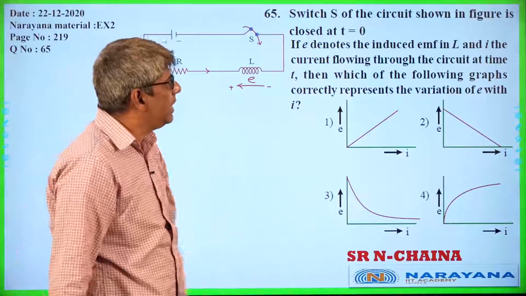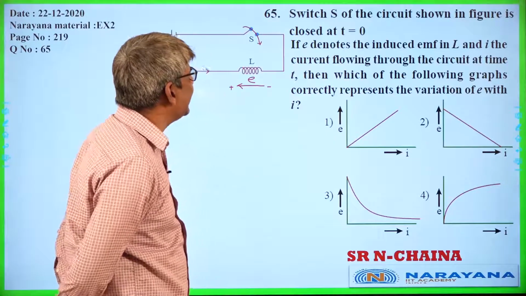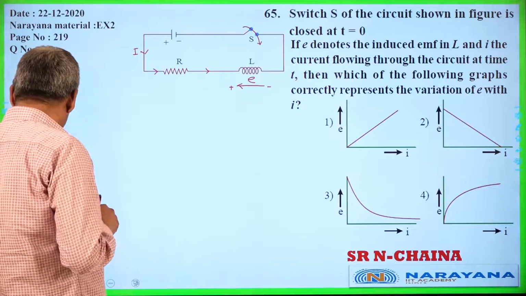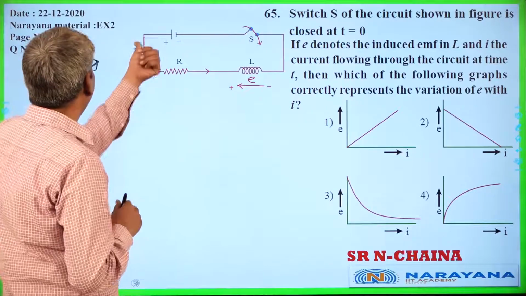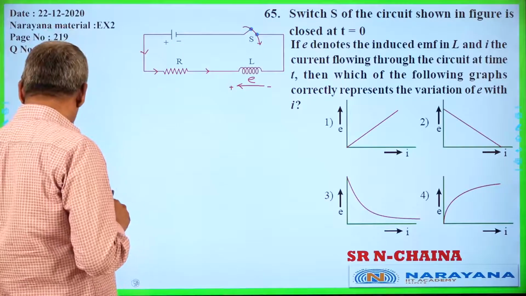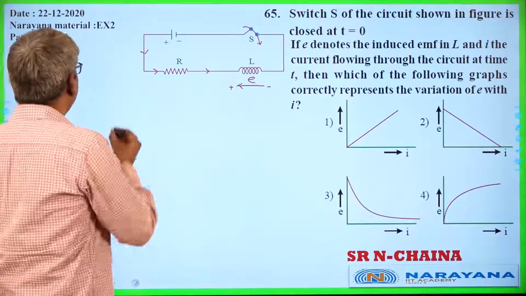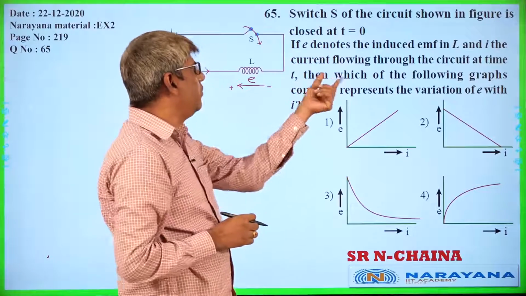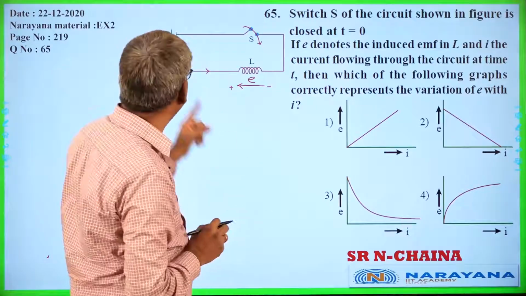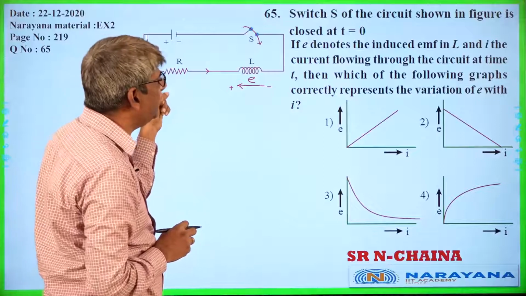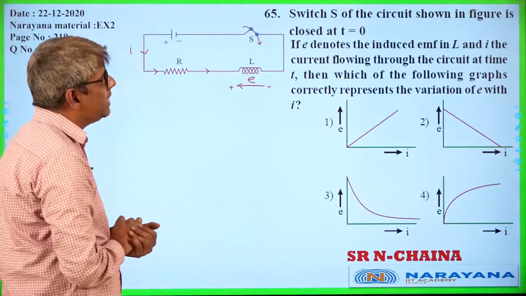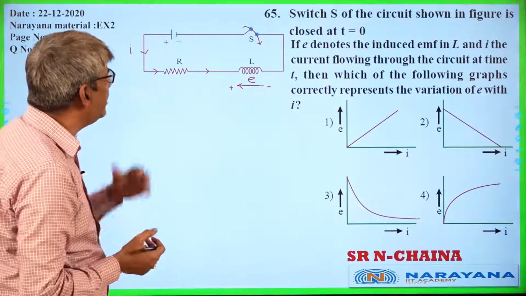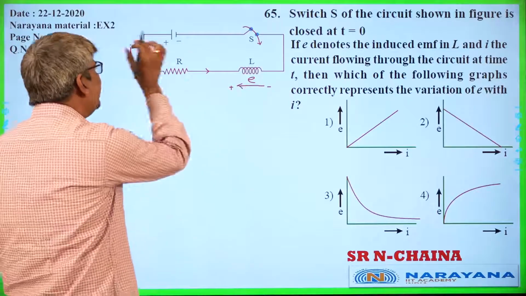If e denotes the induced EMF in L and small i is the current, instead of capital I, it has been given as small i. So let us indicate in terms of small i. Now, i is the current flowing through the LR circuit at time t seconds. Which of the following graphs correctly represents the variation of EMF with i? Means this e with i we have to go on, right?